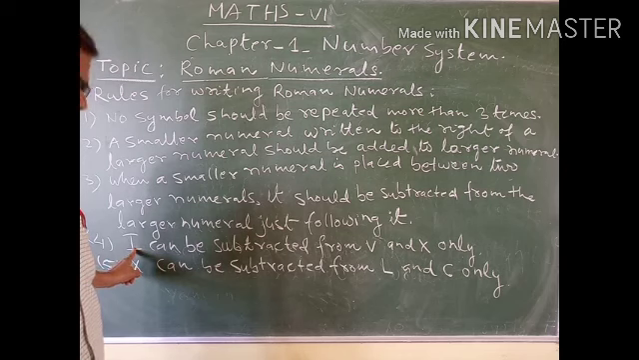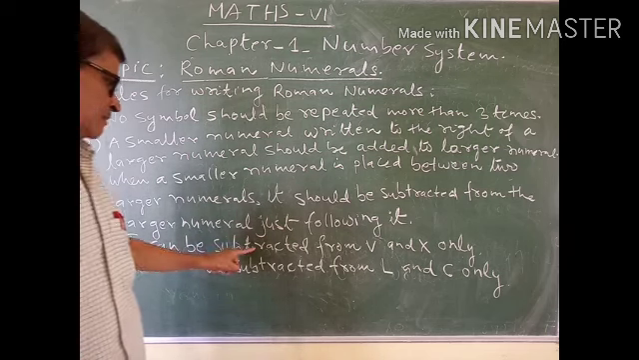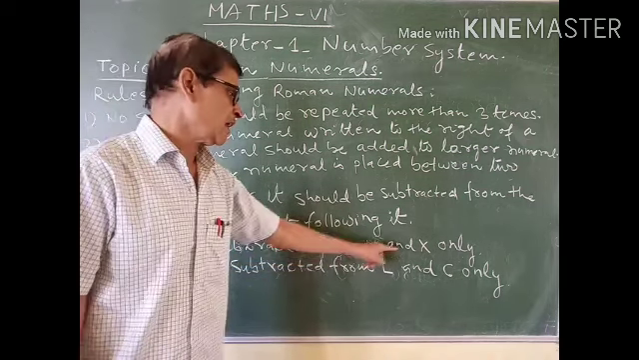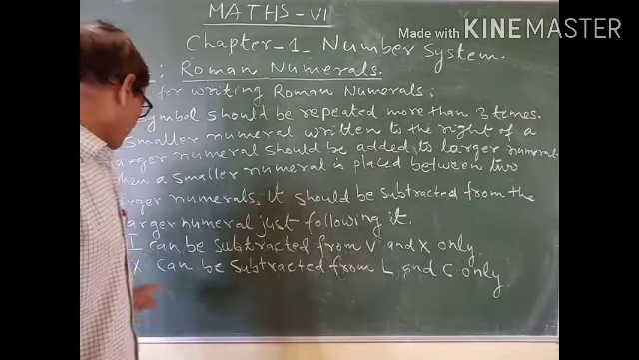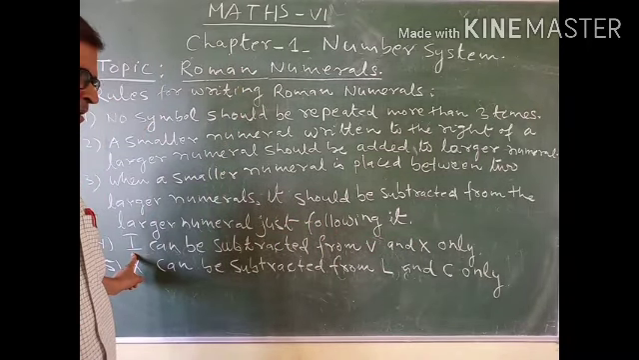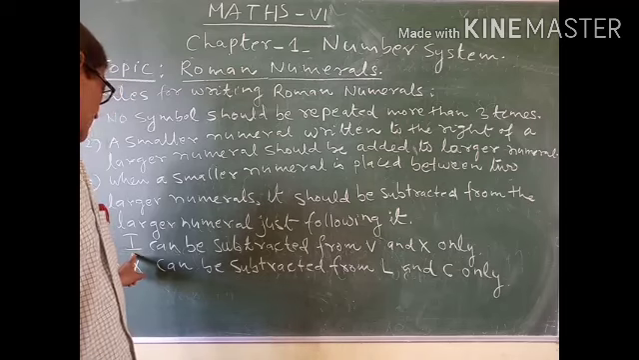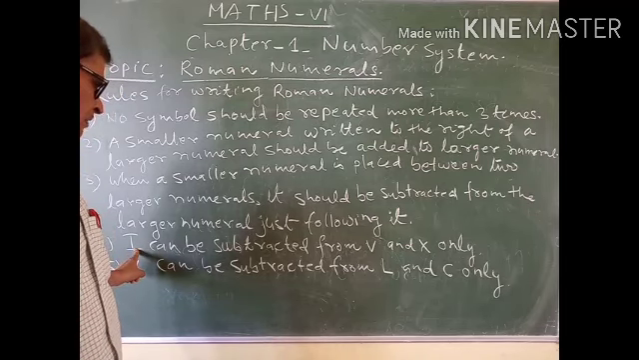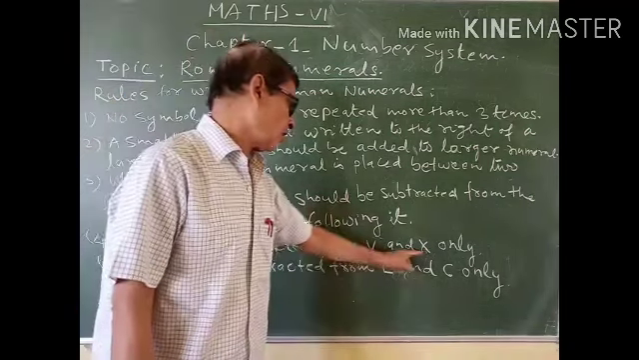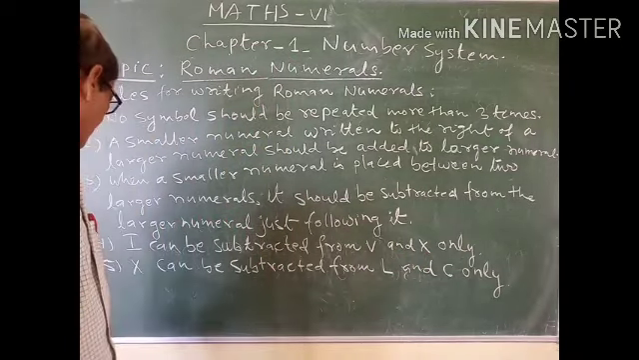Fourth rule is I can be subtracted from V and X only. We can't subtract I from any other number. We can subtract I only from 5 or X only.